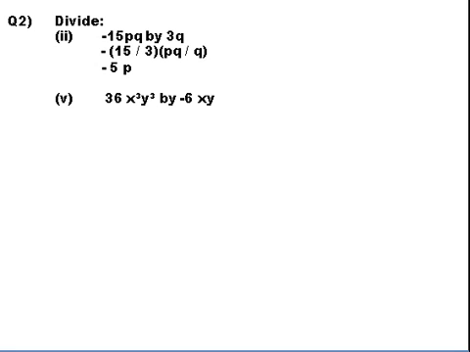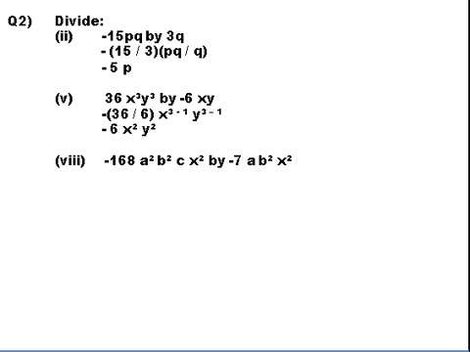Next is the fifth part of the same question, wherein we have to divide 36x cube y cube by minus 6xy. Only the divisor is negative, so the result will be negative. 36 will be divided by 6, and then we are going to apply the rules of exponents. When the bases are the same and we are going for division, the powers are subtracted. So we have x to the power 3 minus 1, y to the power 3 minus 1. So the final answer is minus 6 x square y square.